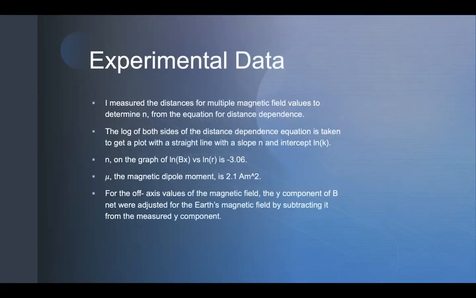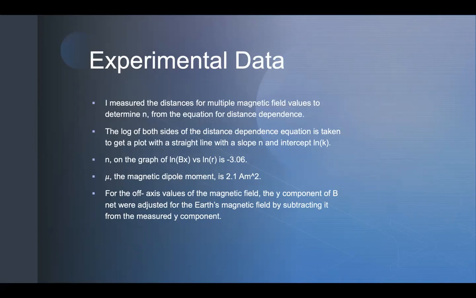Experimental data. I measure the distances for multiple magnetic field values to determine N from the equation for distance dependence. The log of both sides of this dependence equation is taken to get a plot with a straight line with a slope N and intercept ln k. N on the graph of ln Bx versus ln r is negative 3.06. Mu, the magnetic dipole moment, is 2.1 A·m².